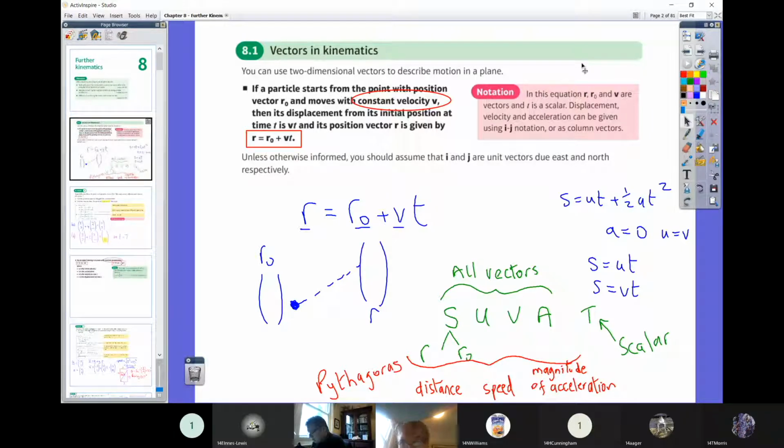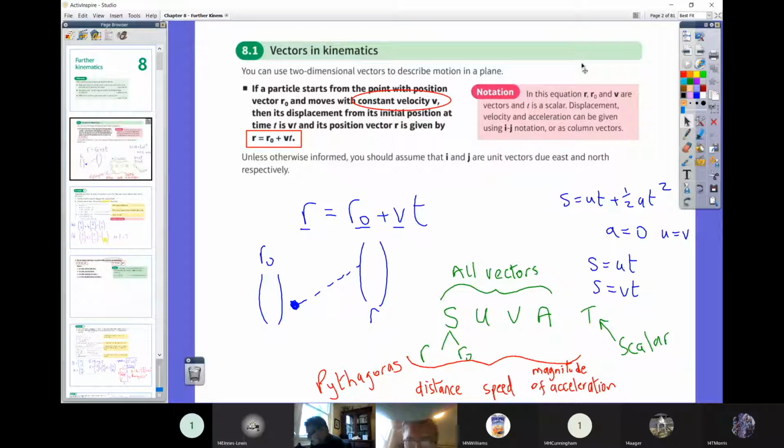Now with all of these, you might have to work out the vectors, and the question might ask you for the bits in red. They might ask you for the distance or the speed or the magnitude of the acceleration. To get those, you need to turn it into the scalar form. So you just use Pythagoras on the vector, and that will give you the distance, the speed, or the magnitude of the acceleration. T, of course, is scalar.